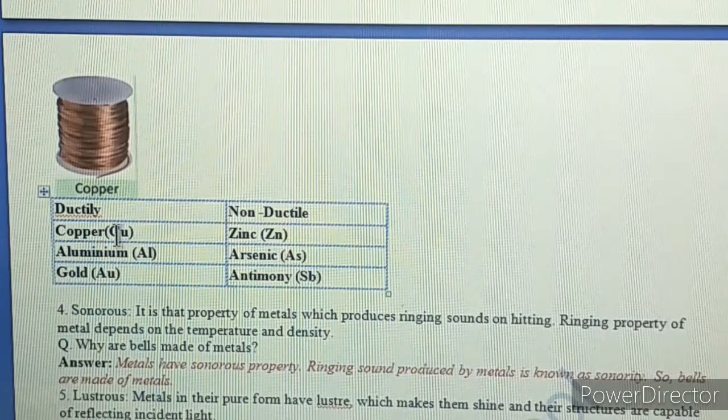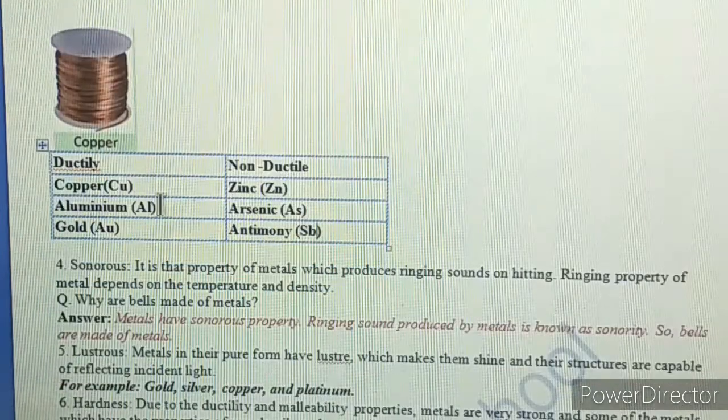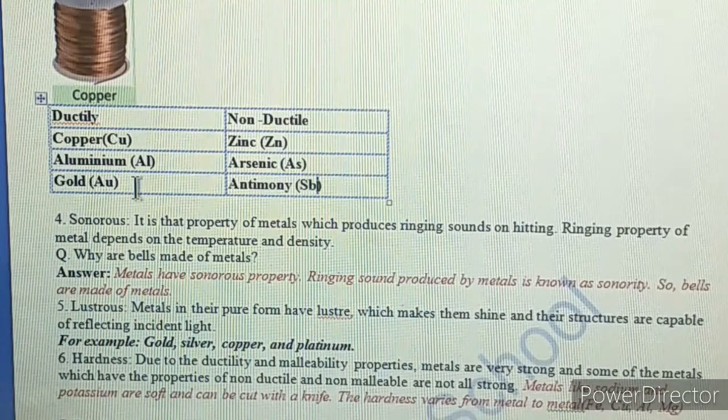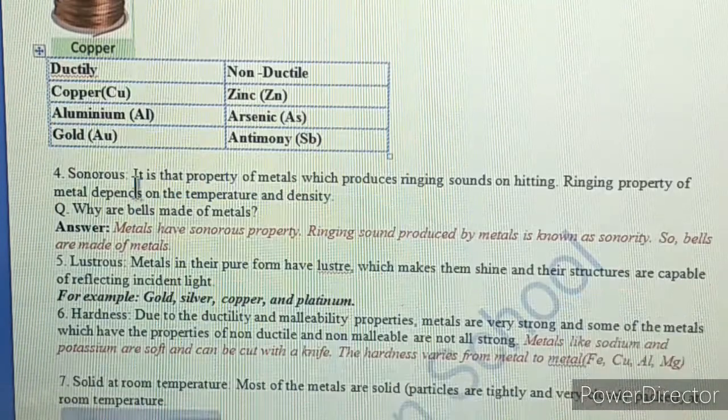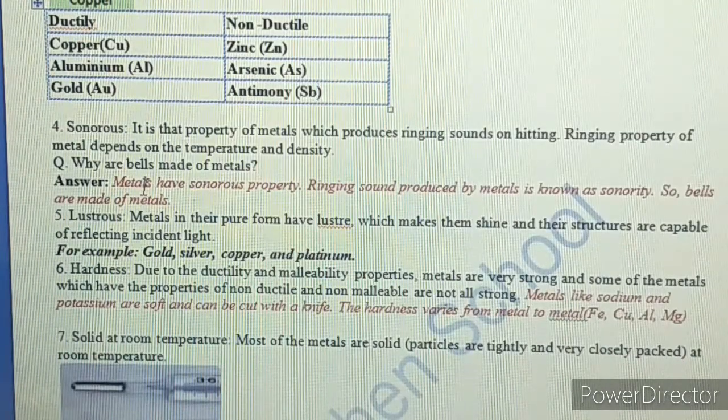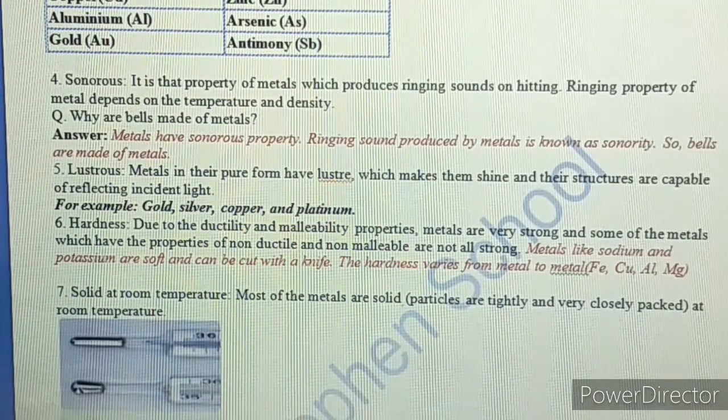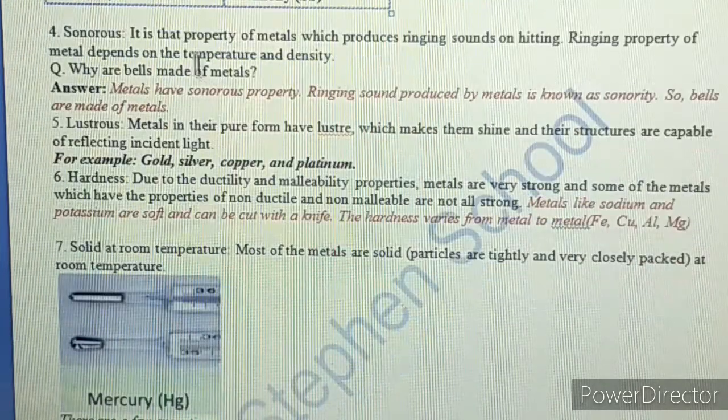Now, for copper, you have always noticed that the first letter is capital and the second letter is small. There is some rule for writing chemical symbols, which you will get to know in the next class, in 9th standard. I don't want to say all those things right now, but just notice that the first letter is capital, the second letter is always small, and it is not in cursive, it is in alphabetical form only.